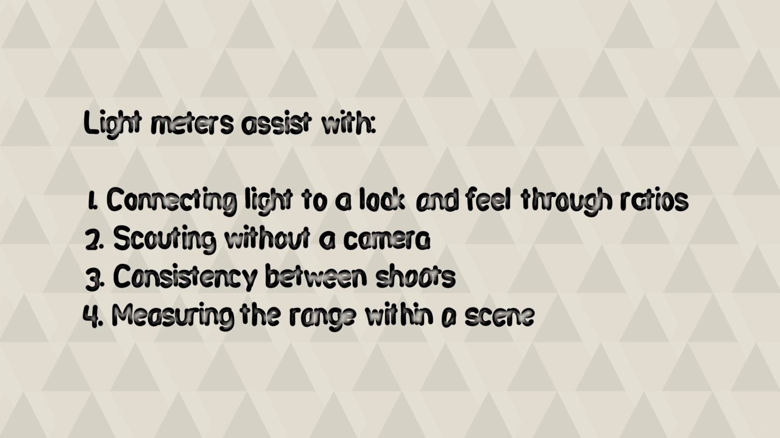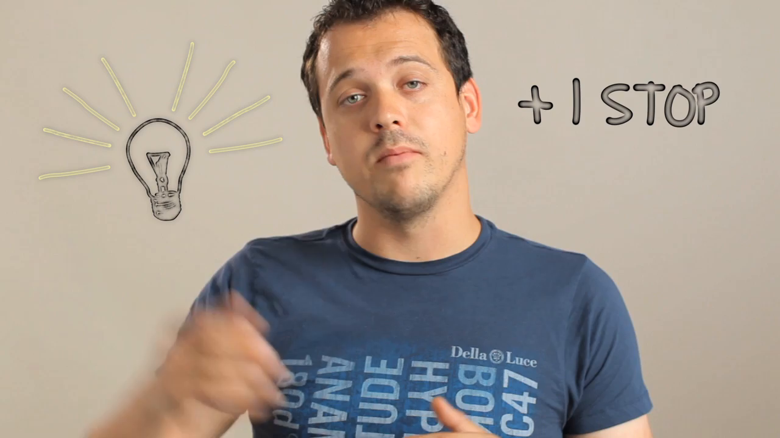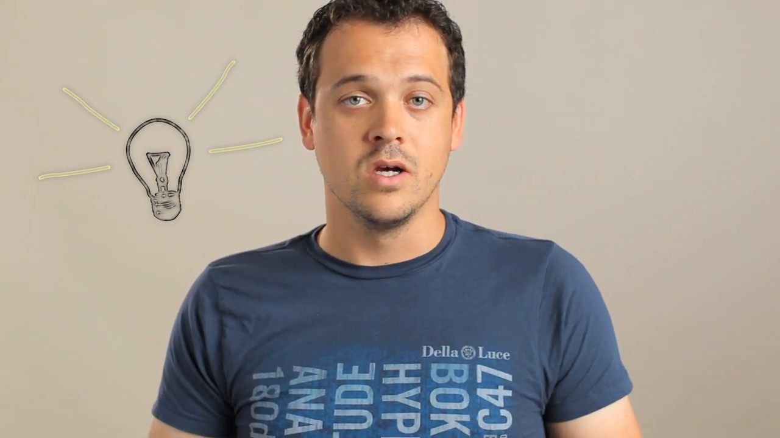Now, before we get into how a light meter actually works, we need to understand the units that a light meter is measuring, and that's going to be a stop of light. A stop of light is a unit that's used to quantify the amount of light or lighting ratios, and we'll get into lighting ratios a little bit later. But what you really need to know is that when you increase a stop of light, you are doubling the amount of light. If you take away a stop of light, you are halving the light, or cutting it in two.